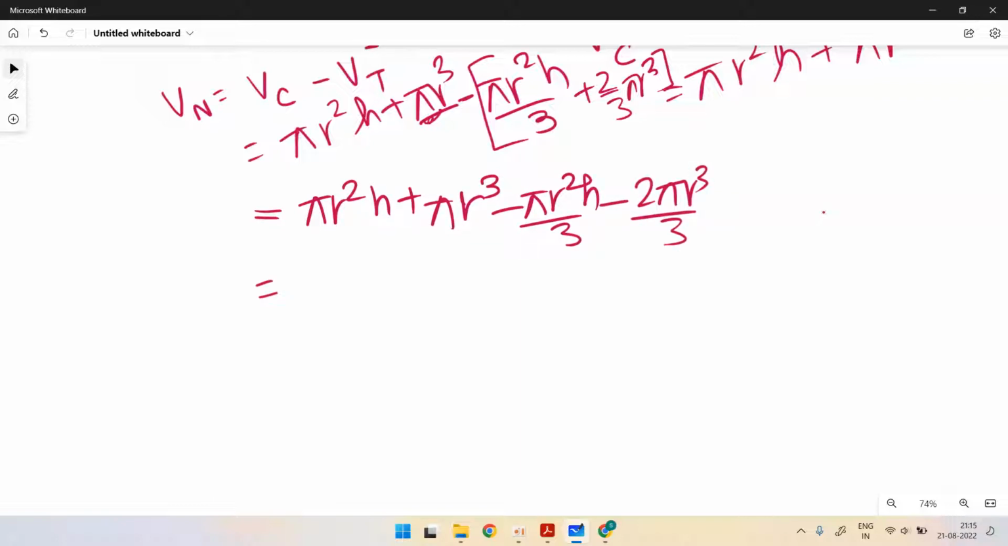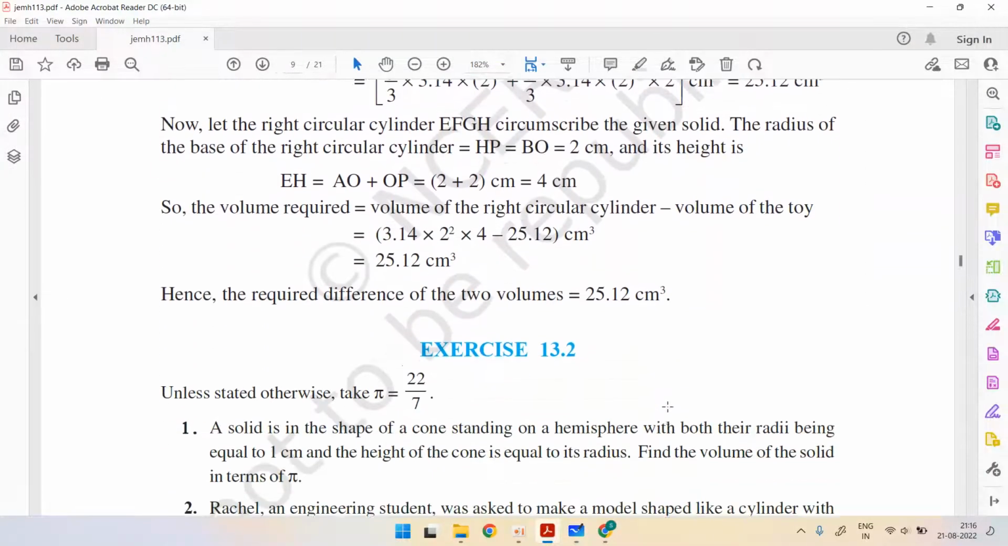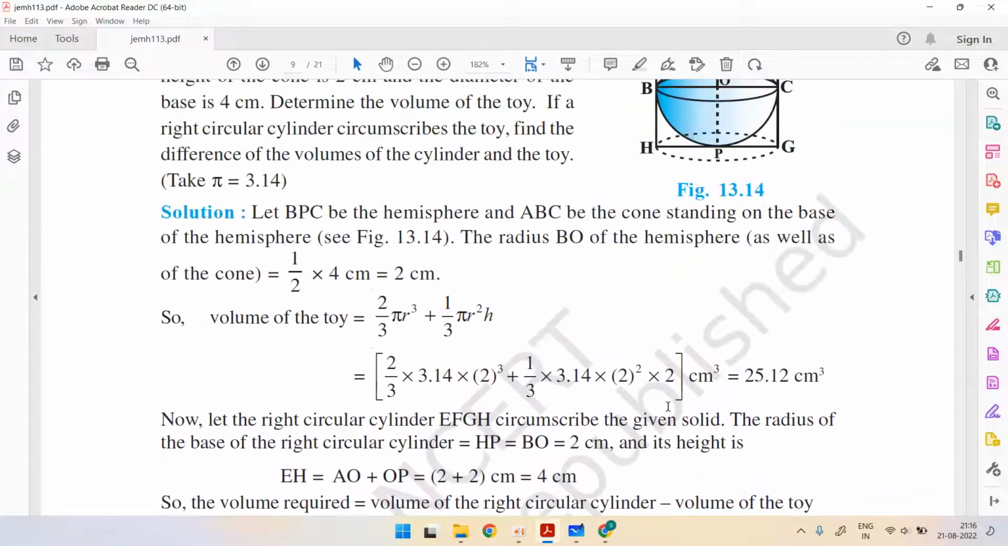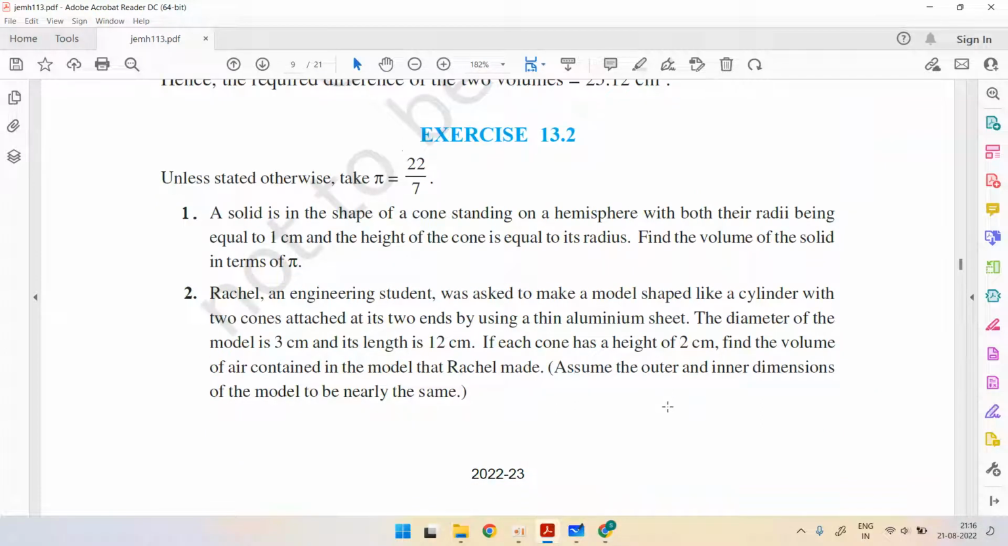Never calculate this value directly. Always first reduce it. This gives 2 by 3 pi R square H, and pi R cube minus 2 by 3 pi R cube is plus pi R cube by 3. Simply written as pi R square by 3 into 2H plus R. Now you can put the value and solve to get the answer. Nothing special. They are solving this to get the answer. Unless stated otherwise, take pi as 22 by 7.